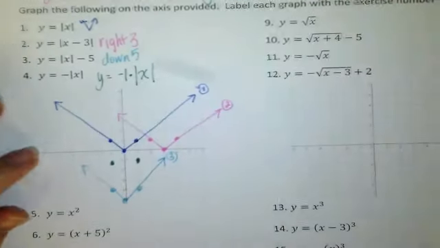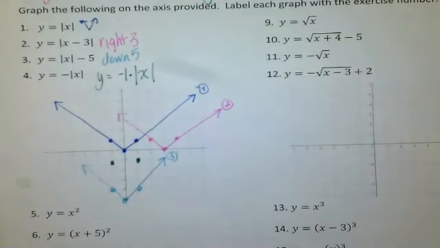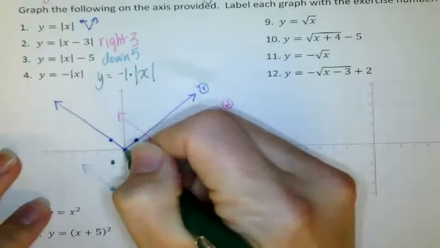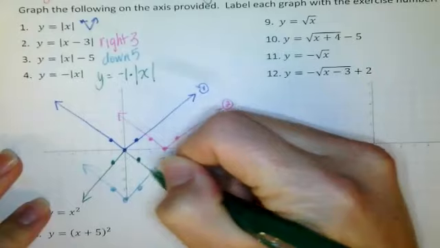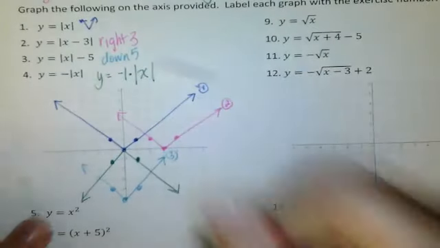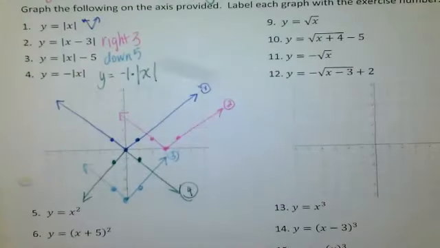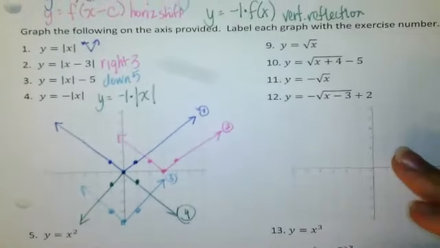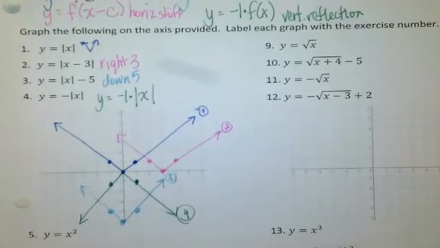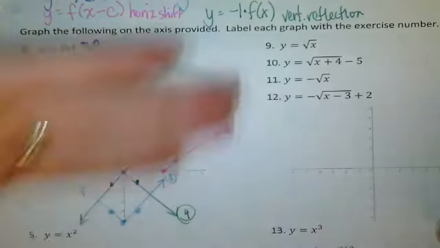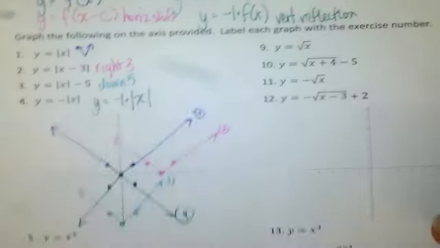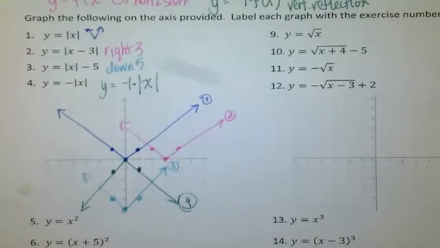A vertical reflection means it's reflecting vertically, up and down, so it gets flipped. Some teachers call it a vertical flip or just a reflection. I think your book says it's a reflection across the x-axis, which to me seems confusing because the y values are changing, but it is reflecting over the x-axis, and that's why the y values are changing.